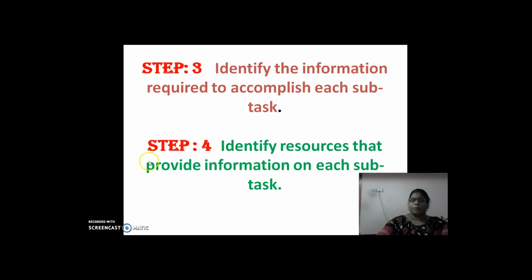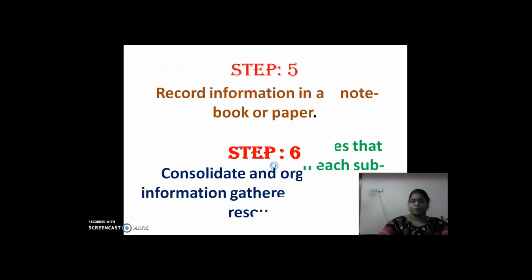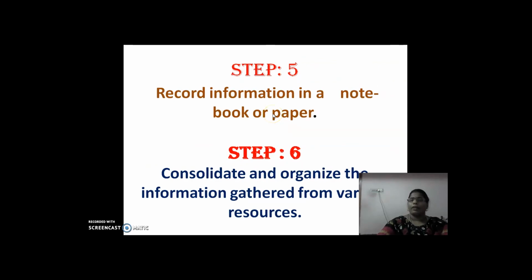This is step 3. What is step 4? Identify resources that provide information on each subtask. Next is step 5. Record information in a notebook or paper. What is the next step? Final step: consolidate and organize the information gathered from various resources. Then you can achieve the goal.